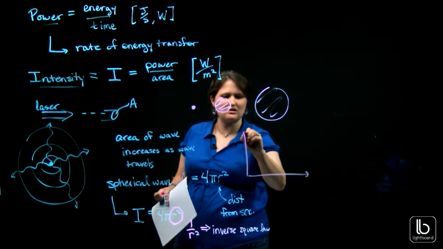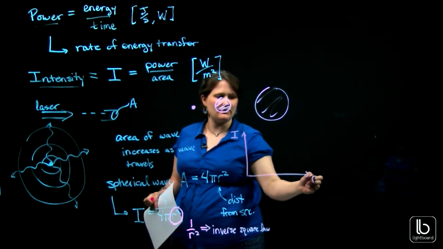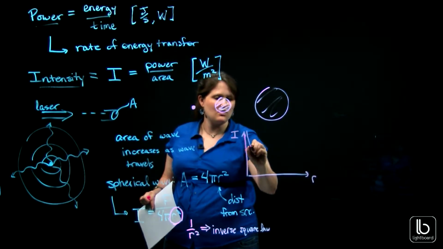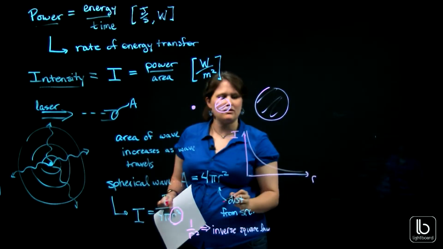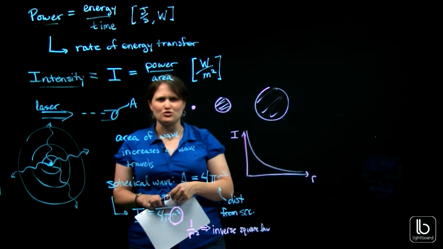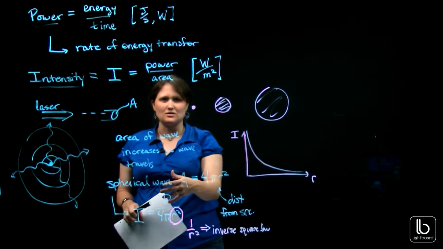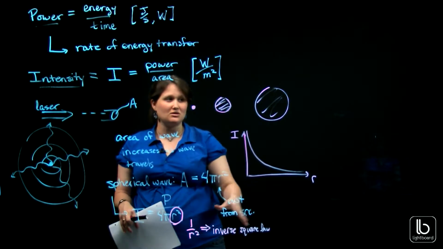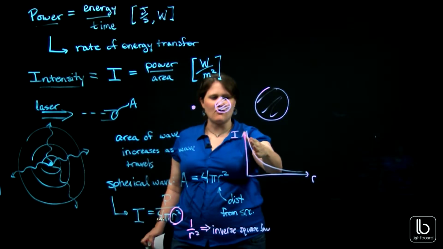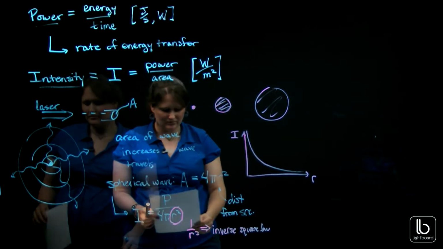Effectively, what we get is an intensity that, as our distance increases, we fall off. We never get to zero, but we get really close. We get to a point where we can't measure anymore. So whenever we see the inverse square law, that's this 1 over r squared relationship, this is what we're talking about. So intensity is going to fall off pretty quickly as our distance increases.